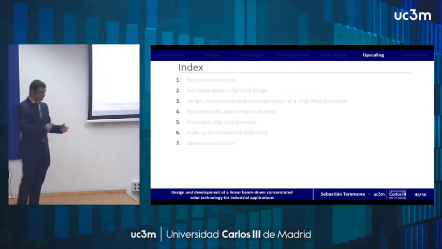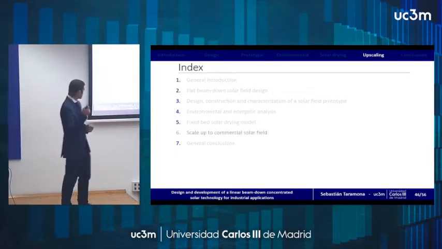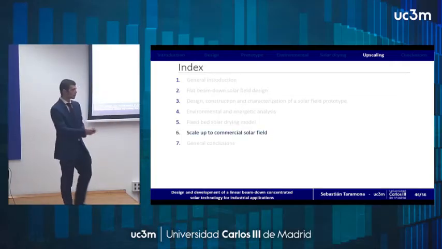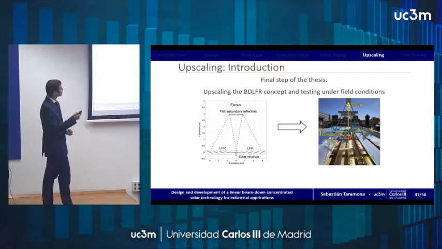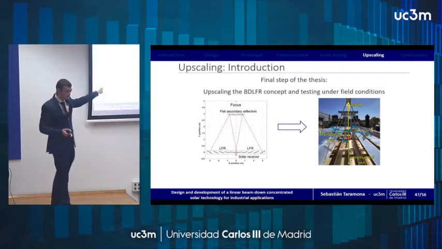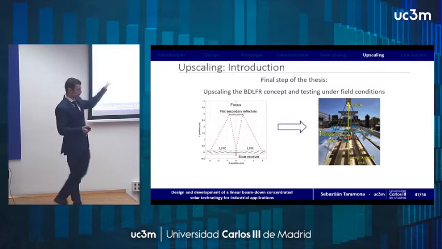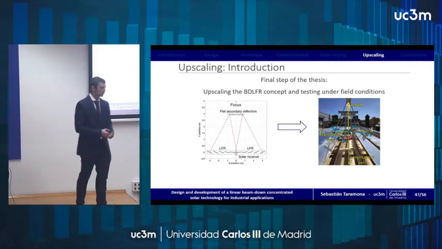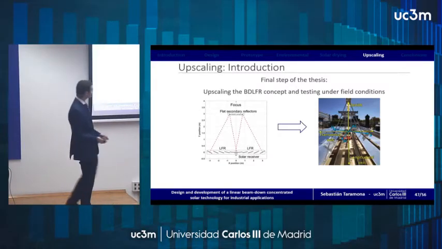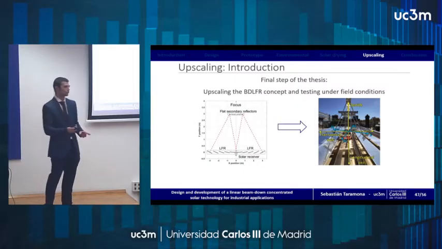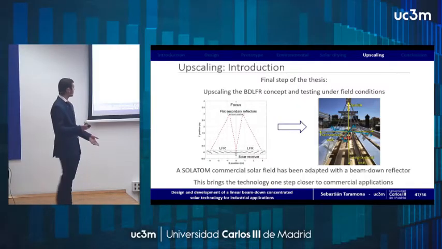So, moving forward to the last chapter, here we'll be doing the final step with this technology, which means we're going to be bringing the technology from the paper, which we started in our PhD thesis, up to a commercial scale. That means we'll be building a beam down reflector almost 2 meters above the primary mirror line, which is a big step, taking this technology closer towards industrial or commercial level.